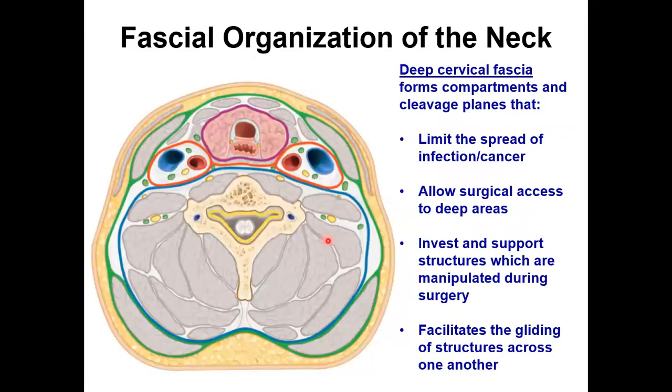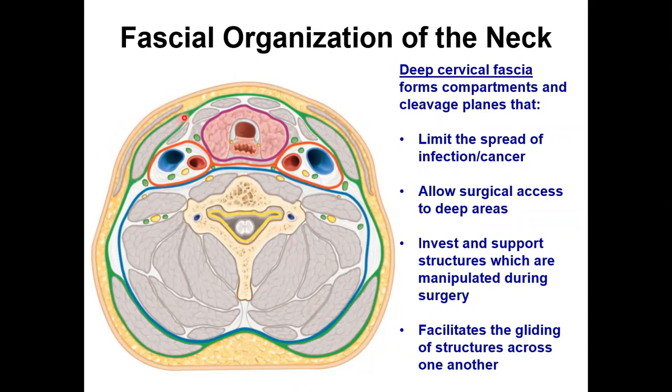So when it comes to your deep cervical fascia, some of the important points about it: it forms compartments and cleavage planes. It limits the spread of infection and cancer. It is there to support structures and allow for gliding of structures across one another. Looking here, they've color coded it in this picture for you.